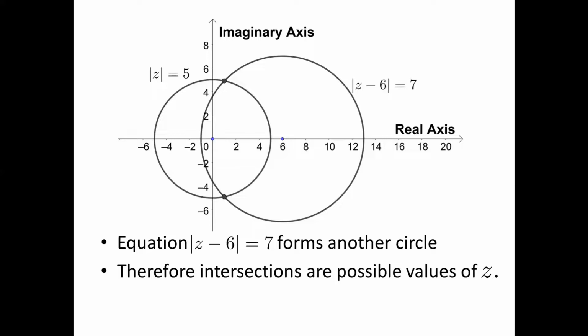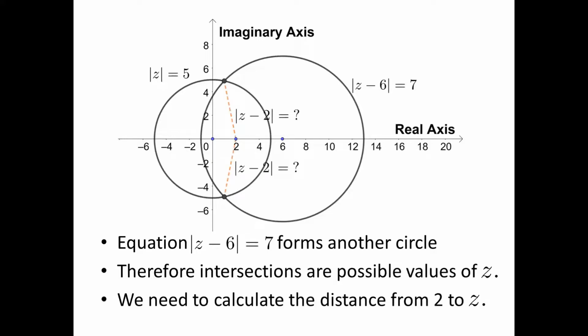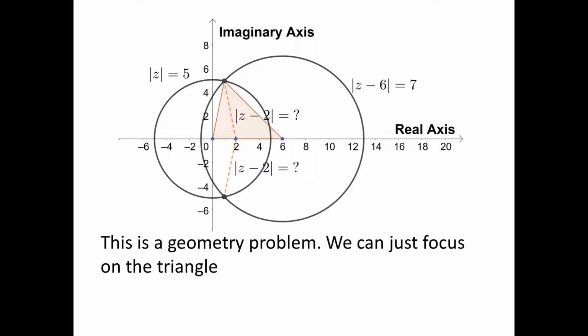Therefore, intersections are possible values of z. You can see that the whole picture is symmetric to the x-axis. In particular, the two intersections are a pair of complex conjugates. We need to calculate the distance from the point 2 to these 2 points. This is a plain geometric problem.